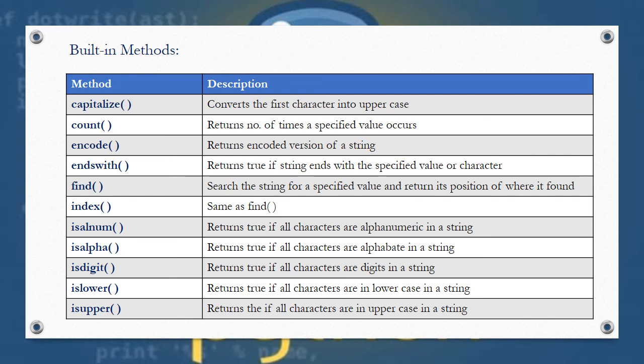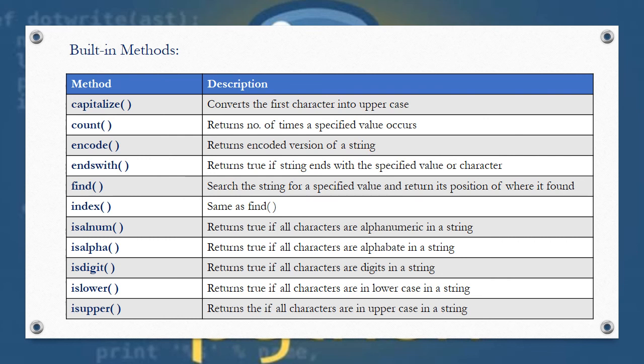The find method searches the string for a specified value and returns the position of where it was found. The index method is the same as the find function: it will search the string for the specified value and return its position of where it was found. isalnum will return true if all characters are alphanumeric in a string. The isalpha method will return true if all characters are alphabets in a string. isdigit returns true if all characters are digits in a string.